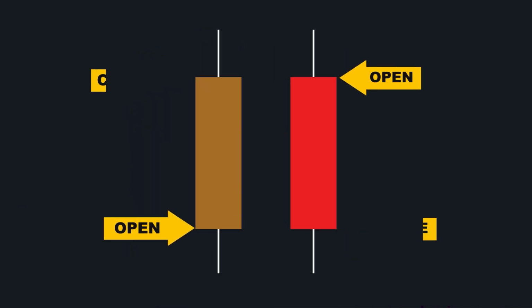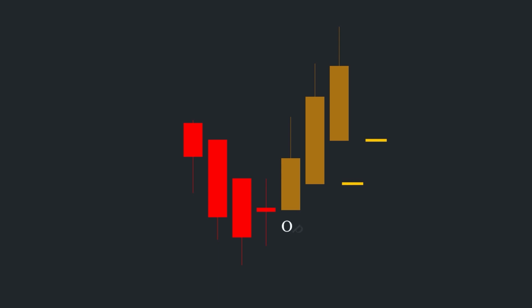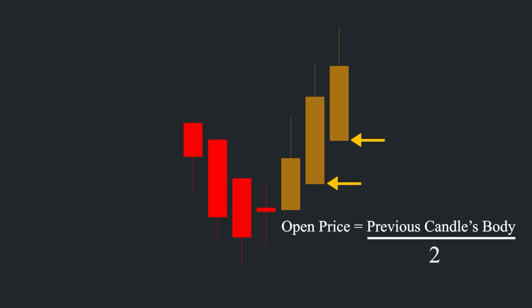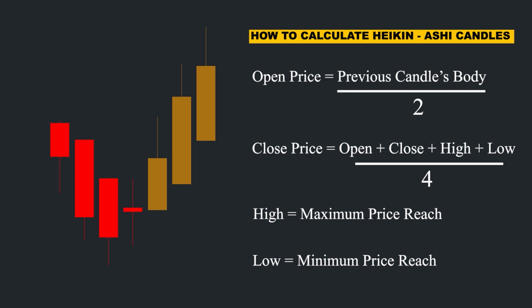A regular Japanese candlestick has 4 parts: open price, close price, high, and low. Also, a Heikin Ashi candle has the same price levels, but open and close values are calculated differently. Let me explain this. The open of a Heikin Ashi candlestick equals the average of the previous candle's body: the open price plus the close price of the previous candle divided by 2. The close of the Heikin Ashi candlestick equals the average value of the open price, close price, high, and low of the previous candle. The high is the maximum price reached and the low is the minimum price reached of the period.